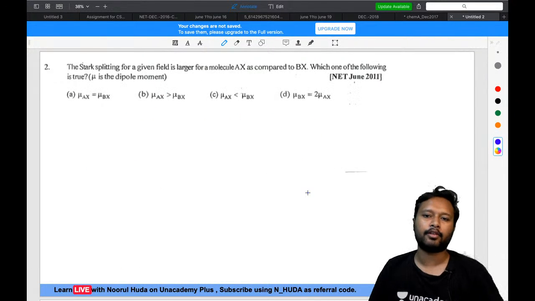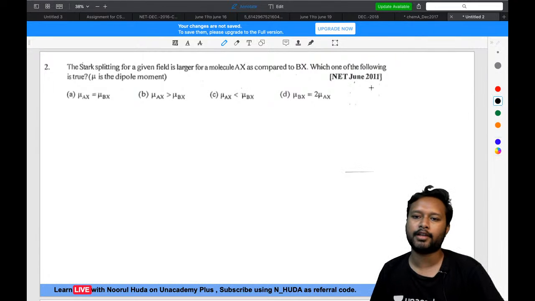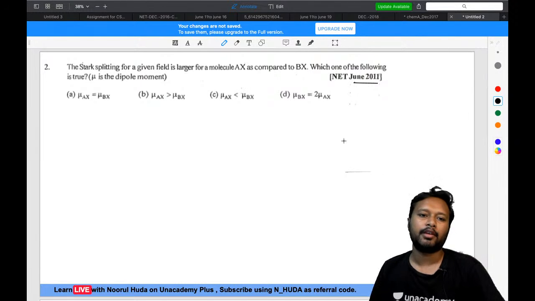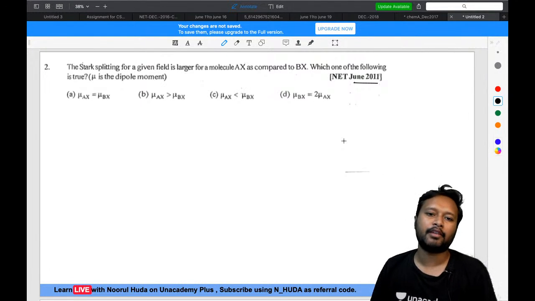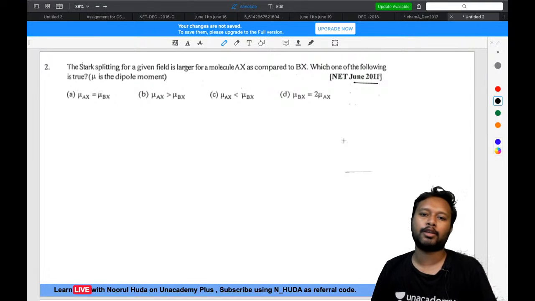Okay, let's go for this one. It was again asked in CSIR-NET June 2011 exam. It says that Stark splitting of a given field is larger for a molecule AX as compared to that of molecule BX. Which of the following is true? What is Stark splitting? Can anybody tell me?